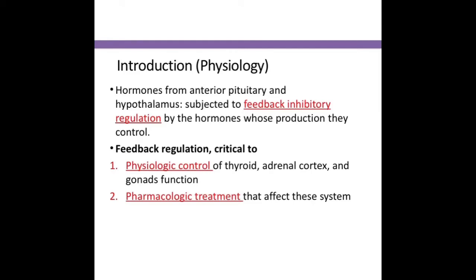Hormones from the anterior pituitary and hypothalamus are subjected to feedback inhibitory regulation by the hormones whose production they control. Feedback regulation is critical for physiological control of thyroid, adrenal cortex, and also gonadal function. And pharmacological treatments that affect these systems are also subject to negative feedback regulation.